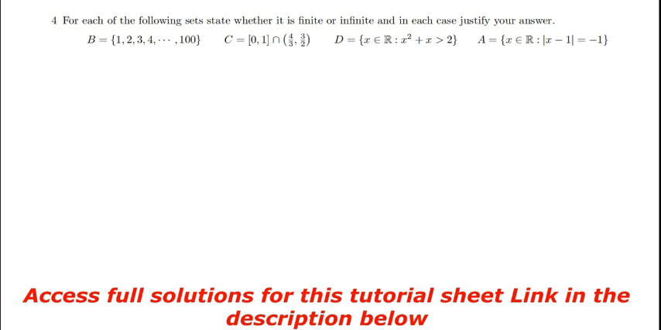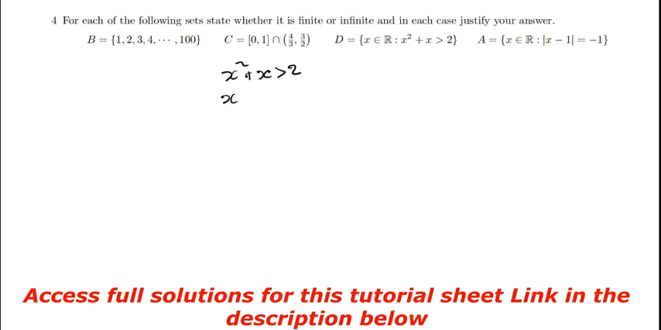So set D is given by: x such that x is a member of the real numbers, then x squared plus x is greater than 2. So we have to state if this set is finite or infinite. Now if you look at that, let's just consider this inequality. So we're going to say that x squared plus x is greater than 2.